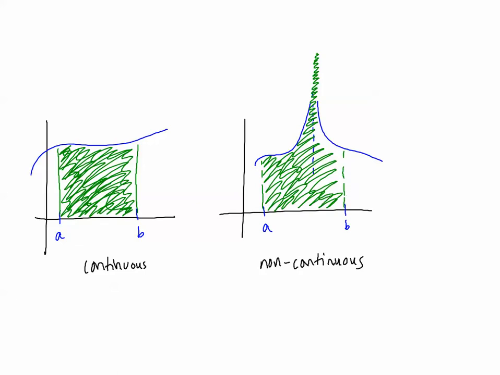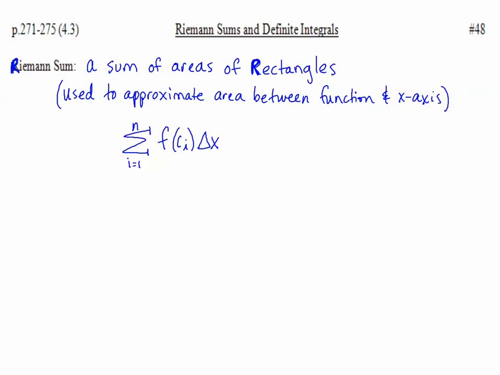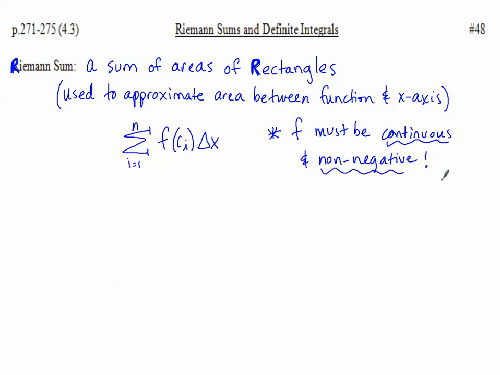So the Riemann sum is only going to be used for functions that are continuous and also for functions that are non-negative. So let's make a note that f must be continuous. Very important. And must be non-negative. Functions that we dealt with last time, all continuous, all non-negative, we did Riemann sums. But if they are negative, we don't do a Riemann sum. Let's define definite integral.